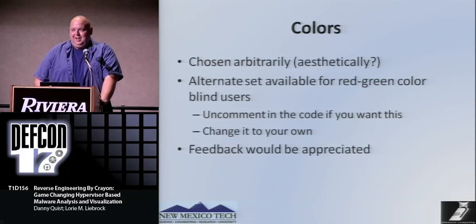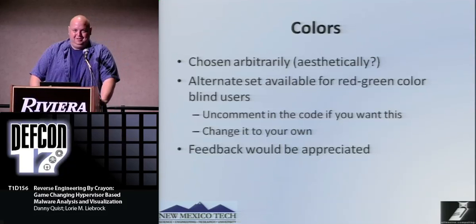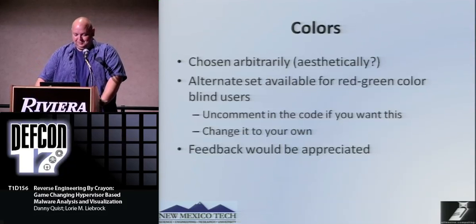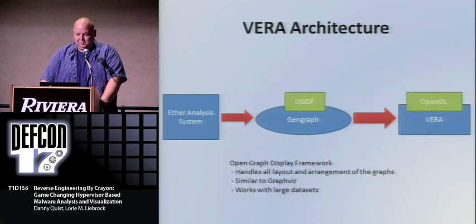So inside the code, there's actually a set of instructions that are available for colorblind people, and I'm also going to make this available, but for right now, it's not compiled by default. So any feedback on this would be really appreciated. I do want to make sure that it's a useful tool all around.